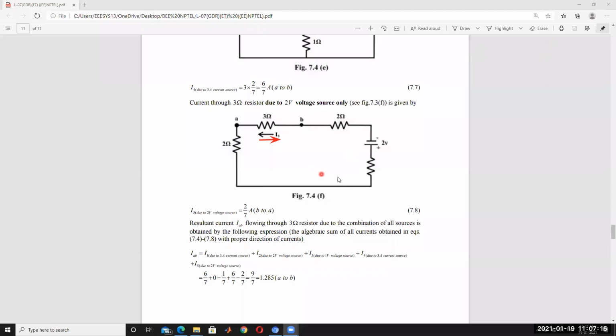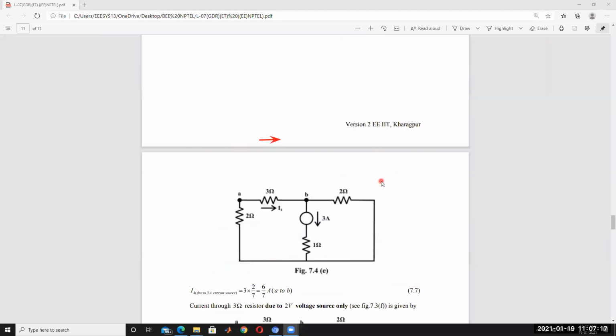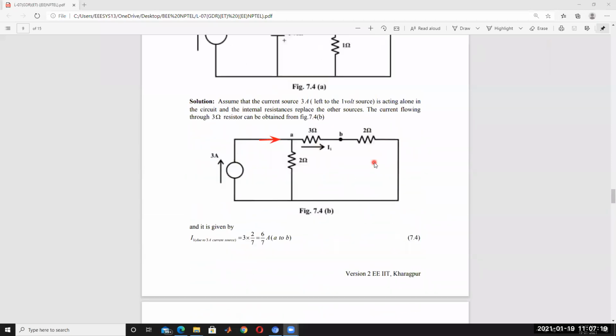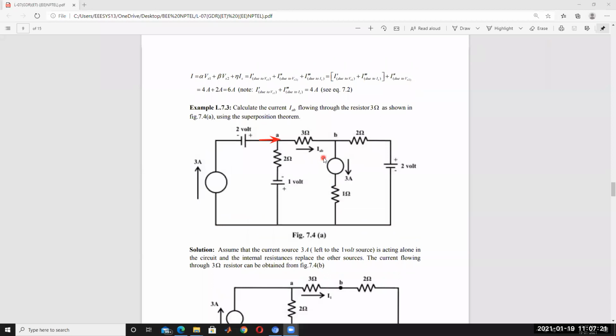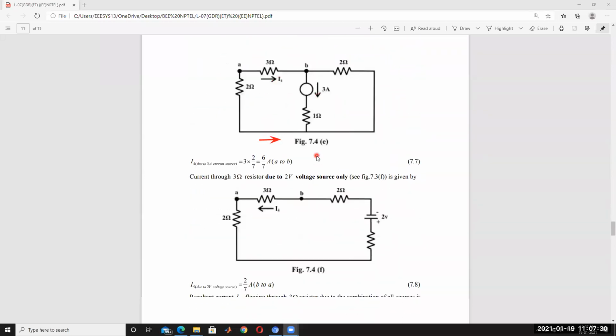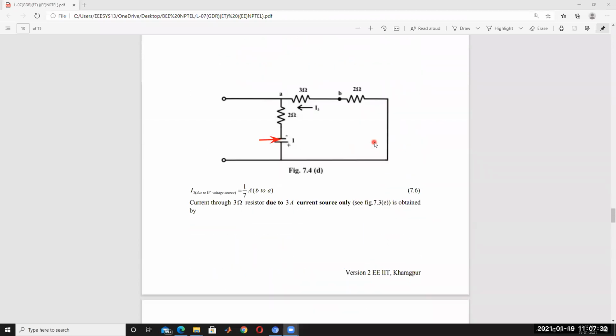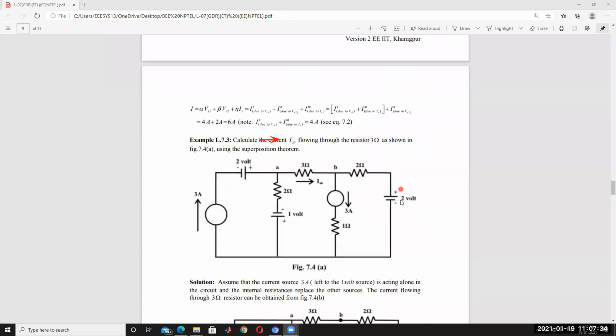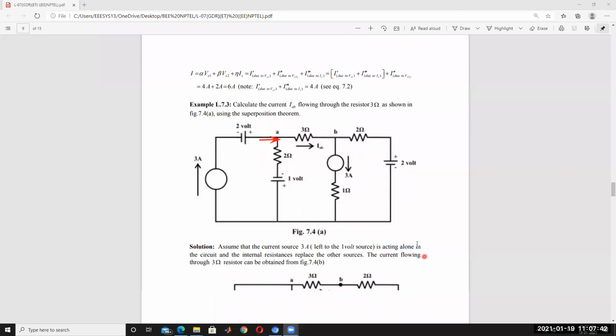Sir, in the question, it's in the opposite direction only. Where is the question here? Yeah, this is the question, I think. Here A to B, our actual direction is current A to B, right? No, sir. The 2 volts voltage source is in the opposite direction. Okay, if it is plus minus, the current direction is in this manner. Okay, good.